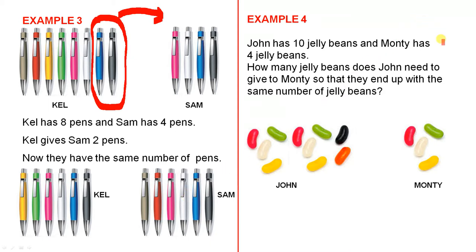Example 4. John has 10 jelly beans and Monty has 4 jelly beans. How many jelly beans does John need to give to Monty so that they end up with the same number of jelly beans? So now they have to work this out for themselves. They know that John has to give Monty some jelly beans, but they're going to have to work it out for themselves. How many does John need to give to Monty? So they both have the same number. If they have concrete materials, there won't be any problems. They can do trial and error, and I'm sure in the end they'll arrive at the answer.